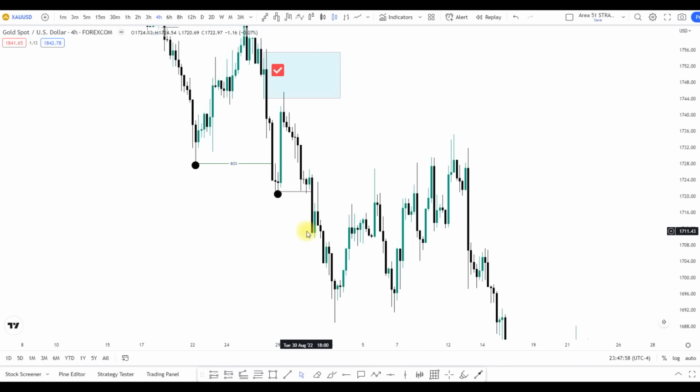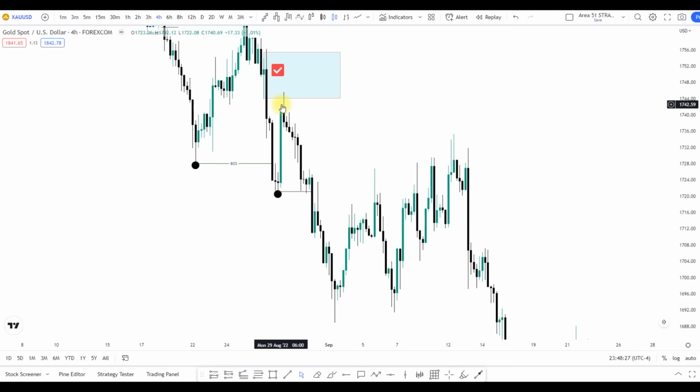Once we get this break of structure, we know that there has to be a supply before this demand took over. Remember, I'm teaching you guys supply and demand at the same time. But in every seller's market, there's always a little bit of demand. In every buyer's market, there's always a little bit of supply. Every pullback you see in a seller's market is a little bit of demand. In every pullback you see in a buyer's market is a little bit of supply.